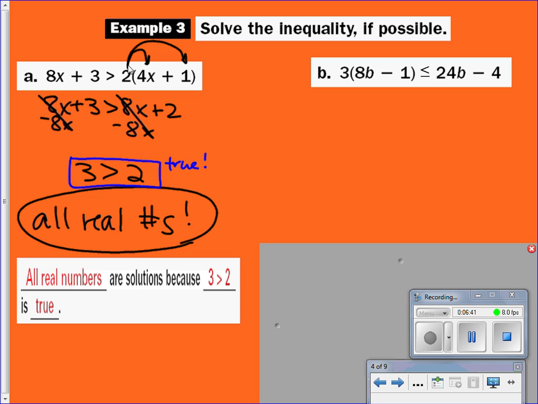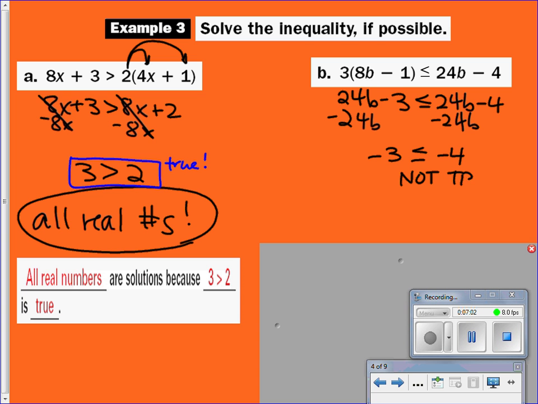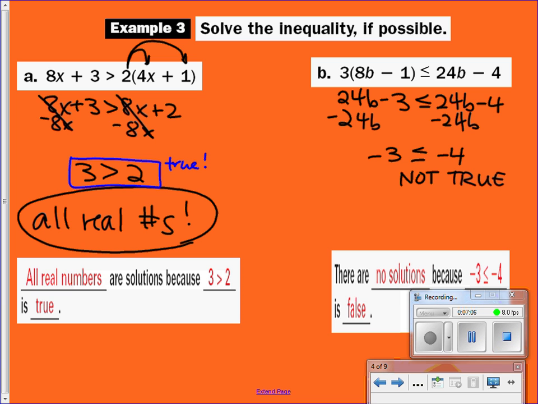It is correct. But take a look at this next example. When I distribute, 24b minus 4, minus 24b on both sides, and you're left with negative 3 is less than or equal to negative 4. Well, negative 3 is not less than or equal to negative 4. So we're actually going to say that this has no solution.